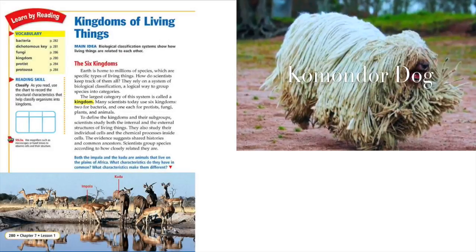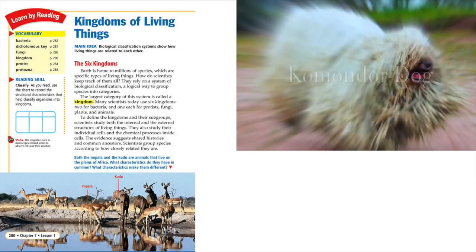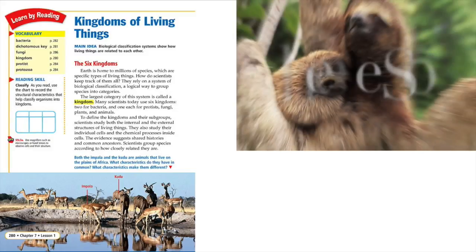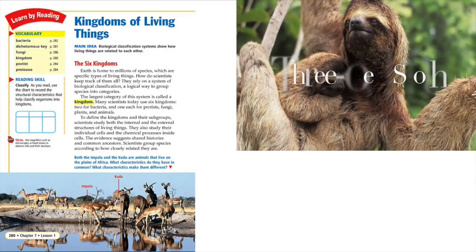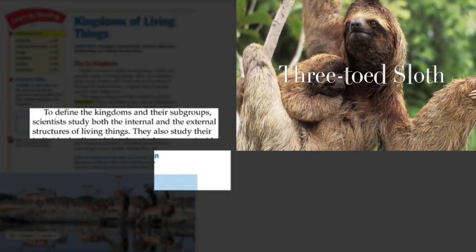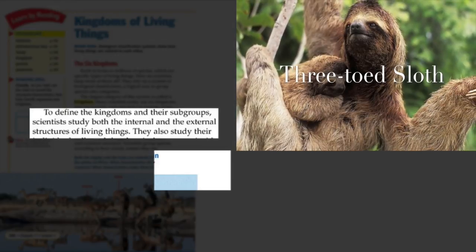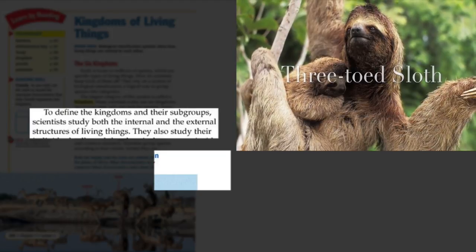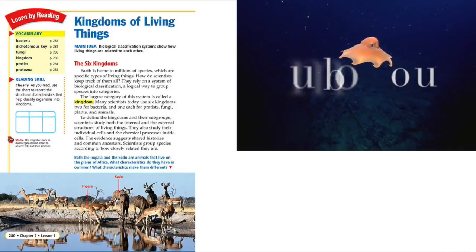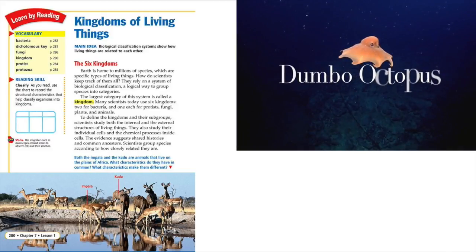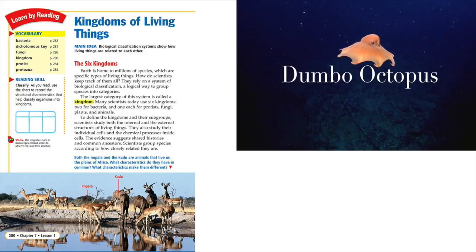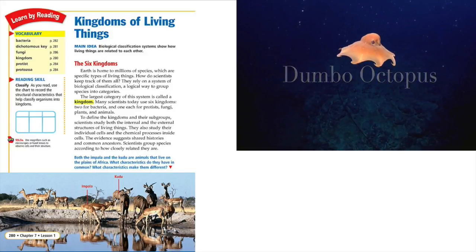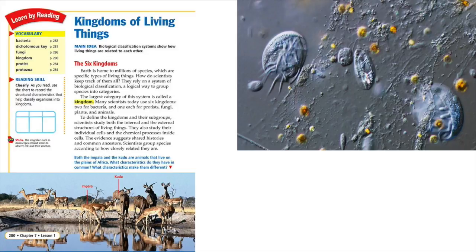Now, to divide each kingdom into subgroups, scientists are going to look at not just what they look like on the outside, which we call external structures, but they're also going to look inside, even down to the cellular level sometimes, to see what makes this living thing different from another living thing. And scientists will use this information later on to determine how things are related and how closely they are related.